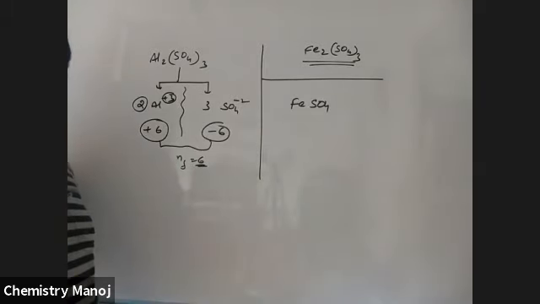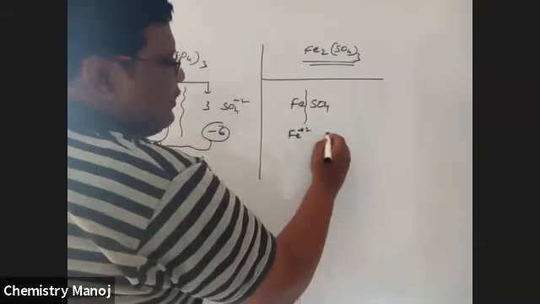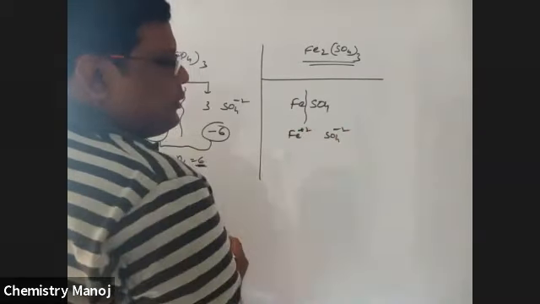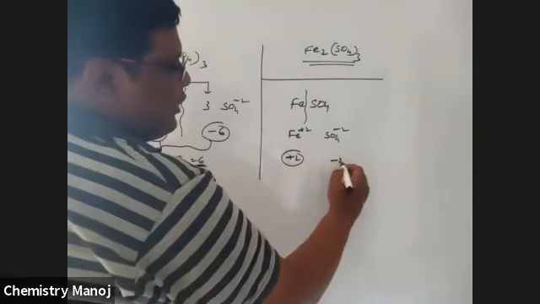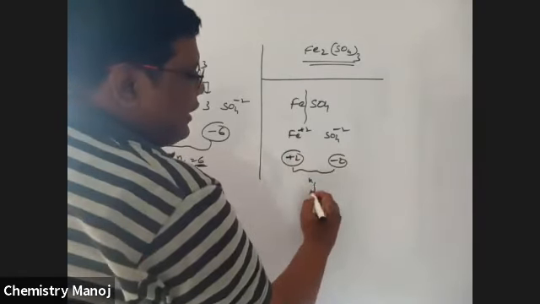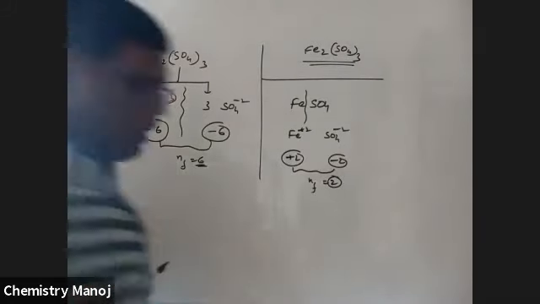Yes, correct. Remaining correct. Who told that one? That is wrong. So see here, it is Fe+2 ion, SO4 -2 ion. Therefore, total positive charge is +2, total negative charge is -2. Therefore, N factor is equal to 2.